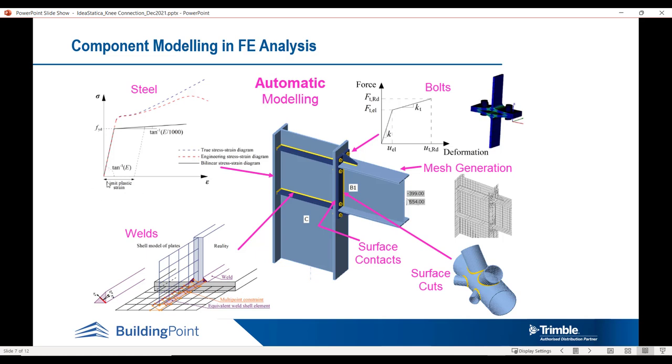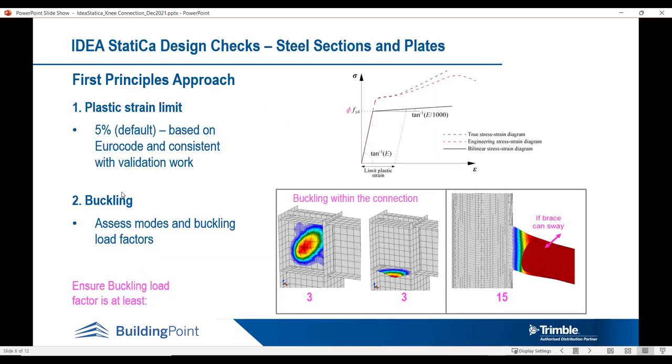So again, very convenient. And the steel material itself is elastic plastic like this. So we have a degree of plastic redistribution and there is a limit applied to plastic strain. That's the heart of the modeling process. And in terms of design checks for plates, it comes down to ensuring the plastic strain isn't above 5%. That value is suggested in the Eurocode. It corresponded very nicely to the validation and testing work, so it has been used as a default for all other codes around the world in this software.